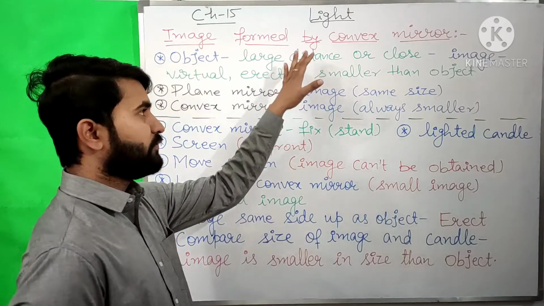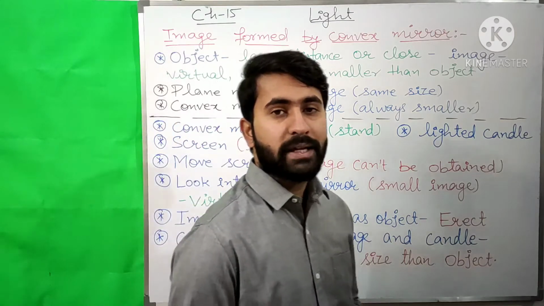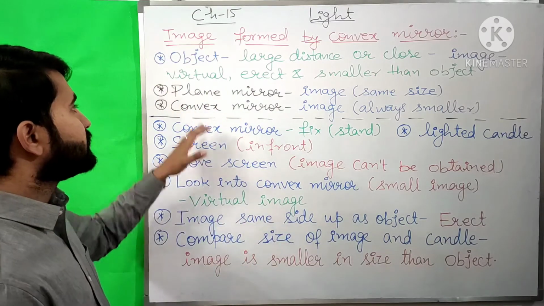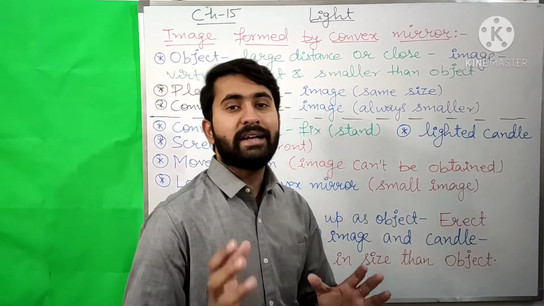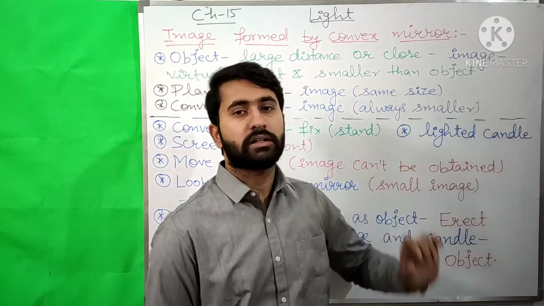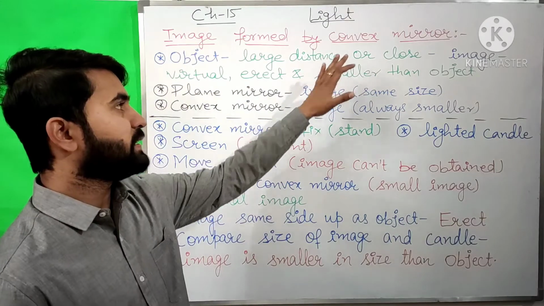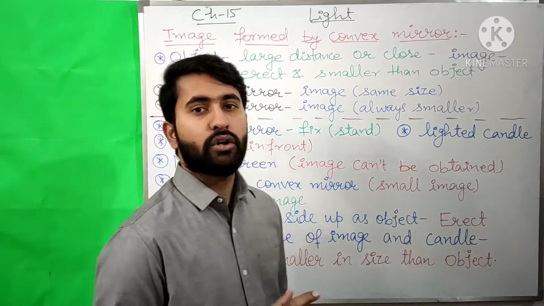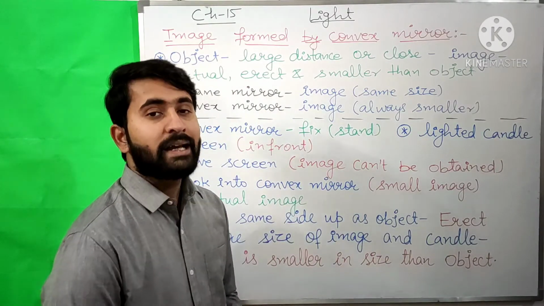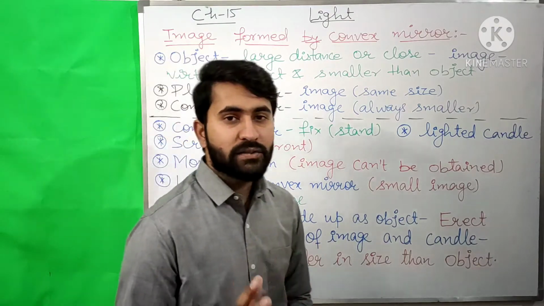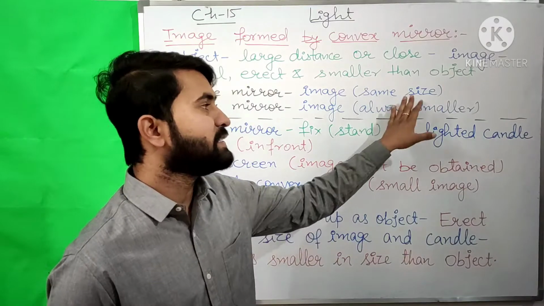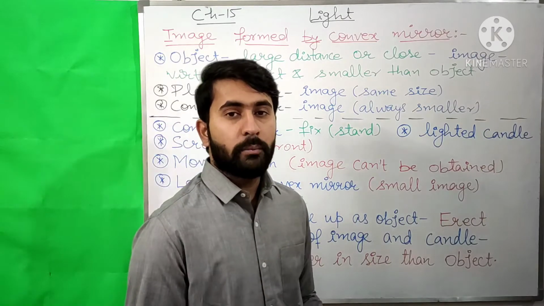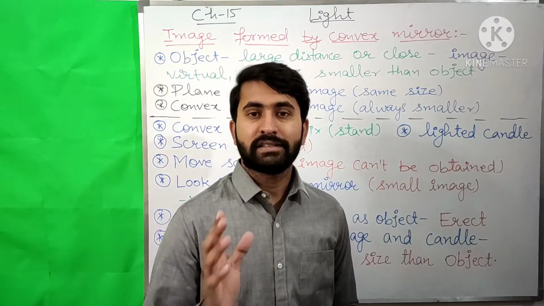But in case of a convex mirror, whether an object is placed close to the mirror or at a large distance from the mirror, the image formed is always virtual, erect and smaller in size than the object. So like a plane mirror, a convex mirror also forms a virtual and erect image. The difference between the convex mirror and plane mirror is that in case of a plane mirror, the image formed is always of the same size as that of the object. But in case of a convex mirror, the image formed is always smaller in size than the object.